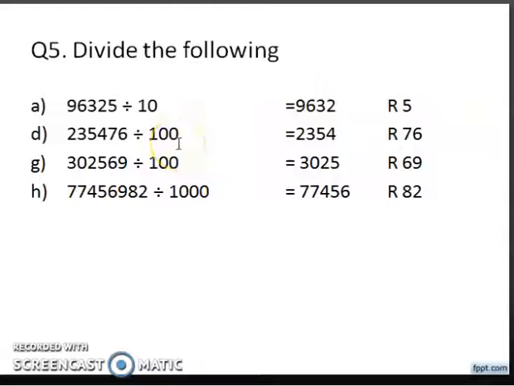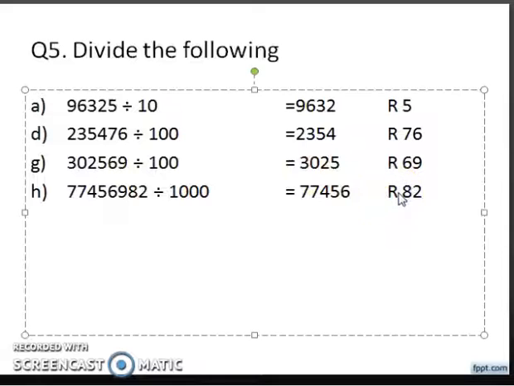2 zeros I am having in the D part. So 76 will be my remainder and 2,354 will be my quotient. 2 zeros again in the division. So 69 remainder and 3,025 will be my quotient. 3 zeros. So 982 will be my remainder. Right? And the remaining one will be my quotient. 77,456.